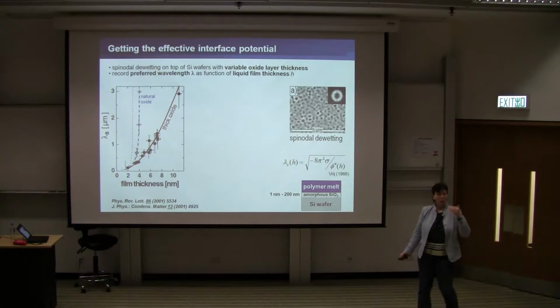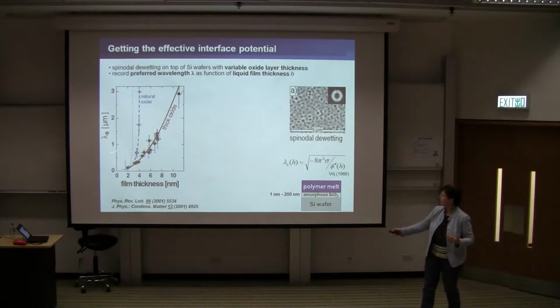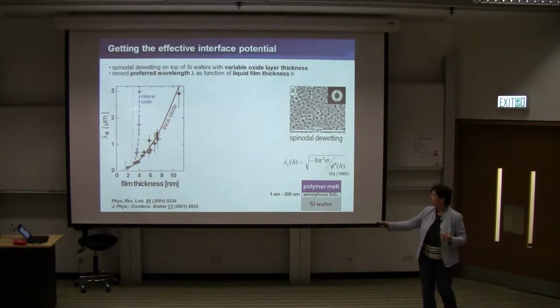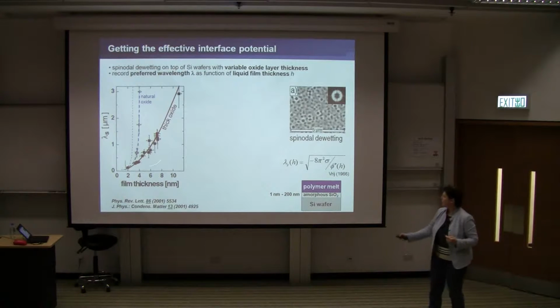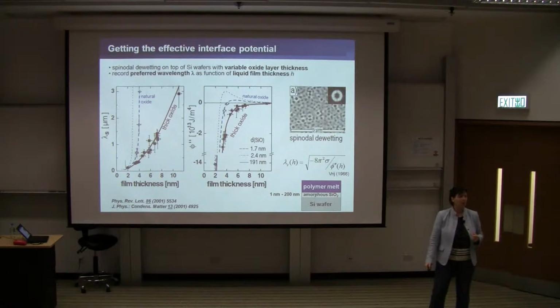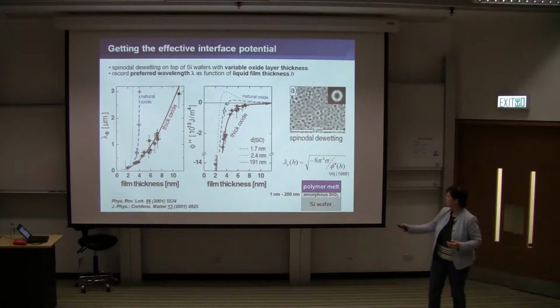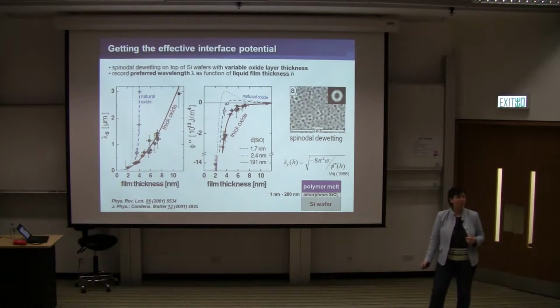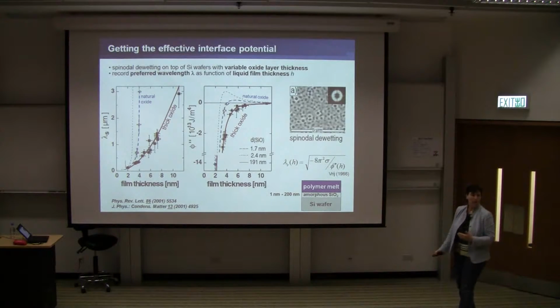Okay? So, what we can measure is the spinodal wavelength, this one, on the natural silicon oxide and the thick silicon dioxide. Here's the data point, the full thickness of the polystyrene film. Now, using this formula, we get a plot of the second derivative of the potential as a function of prepared polystyrene film thickness. Now, at the moment, this is just a guide to the eye, but we have to apply a model to get the data fitted.